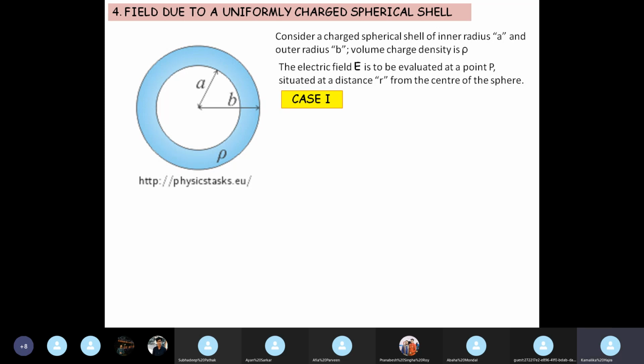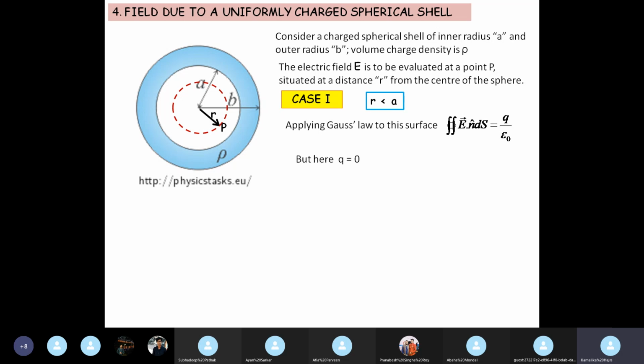Case 1 is r less than a. So the point P at which we want to evaluate the field is inside the shell, r less than a. So point P at a distance r from the center is less than a. So this is the Gaussian surface. We have to apply Gauss's law: surface integral E dot n cap dS equals q by epsilon naught for this surface.